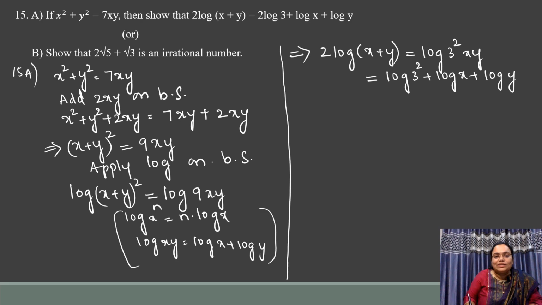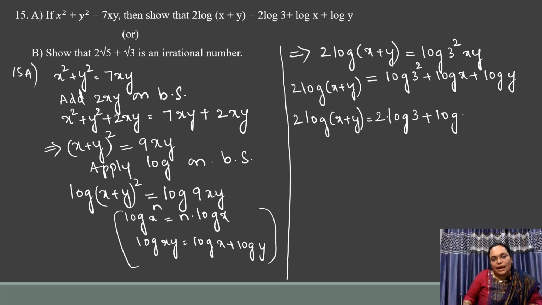Okay. So LHS will be the same, 2 log (x plus y). Again, in this form, right, log x power n is equal to n into log x. Yes. So which is 2 into log 3 plus log x plus log y. This is what we need to show.